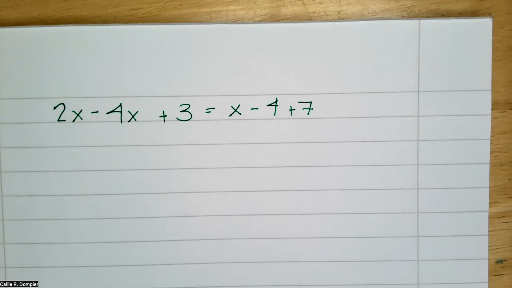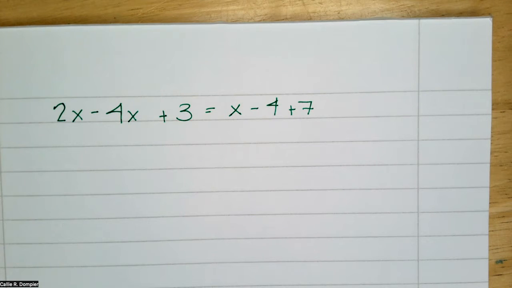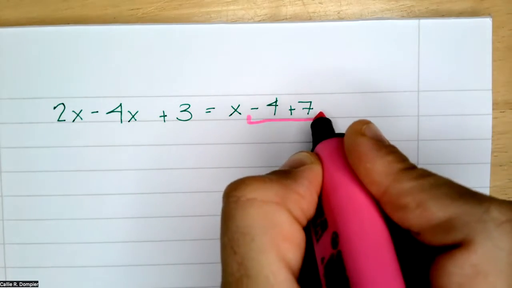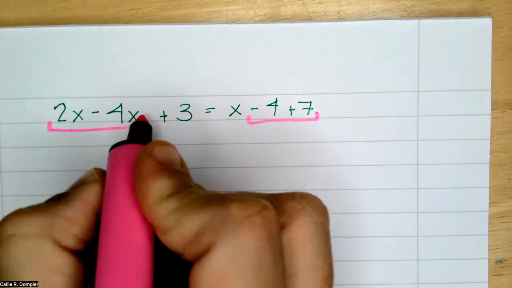All right, here are a few examples of how to combine like terms and solve for a single variable. So here we have 2x minus 4x plus 3 is equal to x minus 4 plus 7. So you want to combine these like terms over here, combine these like terms over here.